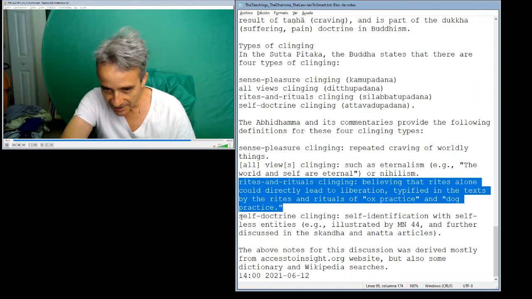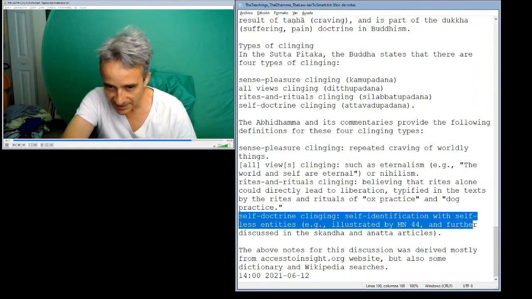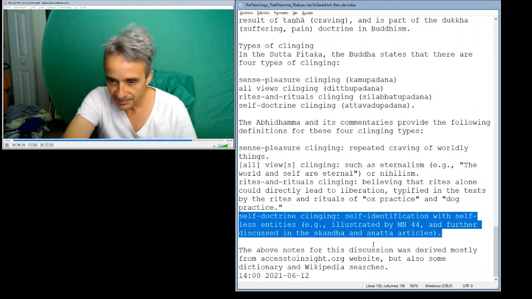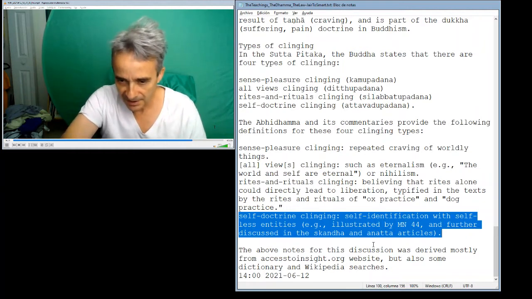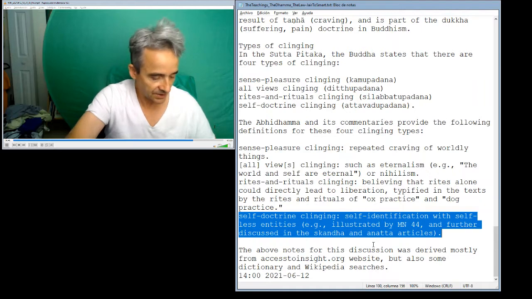Self-doctrine clinging, self-identification with selfless entities, illustrated by MN 44, and further discussed in the Skandhas and Anatta articles. So those are the notes that I took.